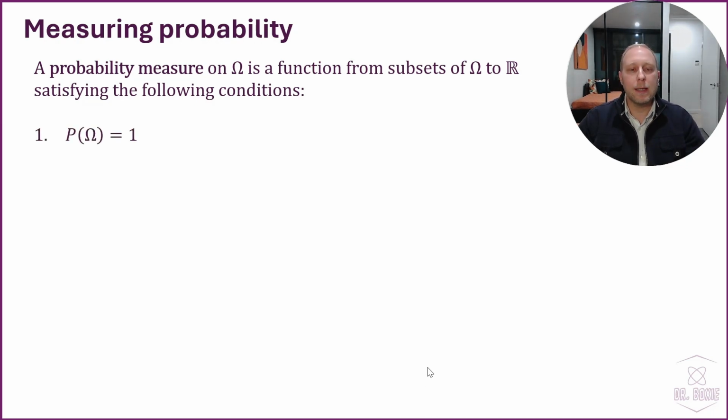The first one is the probability of omega itself, of the whole sample space, is 1. That is intuitively saying that the probability that one of those outcomes will happen is certain, so it's 1. Secondly, that the probability of any event, whatever event A is, can never be negative, it's always positive or 0.